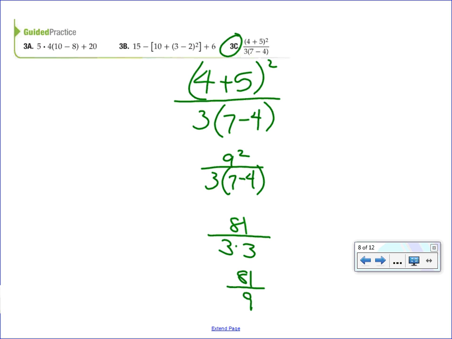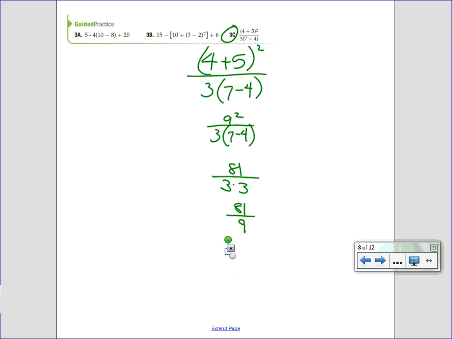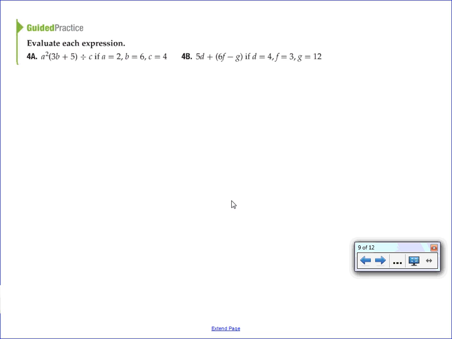81 over 9 is, all right, I'm trying to turn my page. There it goes. 81 over 9 is 9. So our answer is 9 for that problem. You'll get the hang of it the more you do it. Just make sure you do each step and write everything down for yourself.